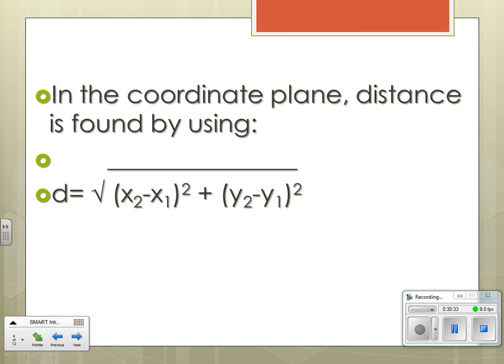Distance is the square root of that goes on everything. Difference between the x's squared plus difference between the y's squared. If they were equal, would you have to square them? If the x's and the y's were equal? No, if both x's were equal, the x's independently are equal, would you have to take x2 minus x1?